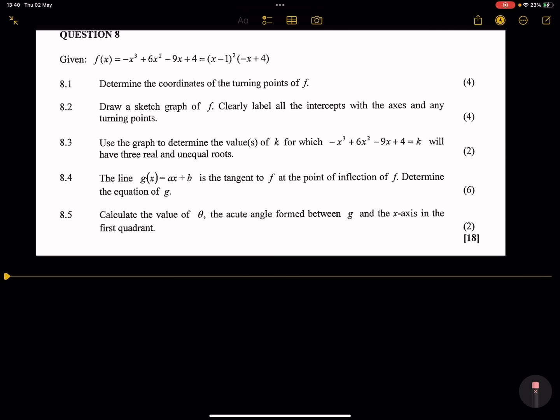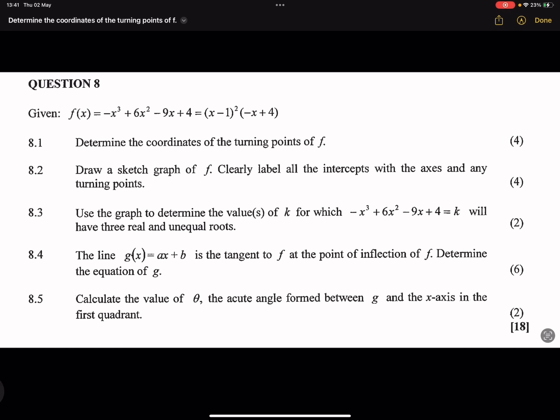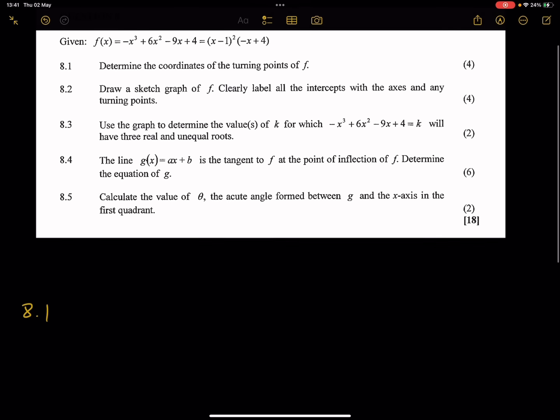So for 8.1, they say we've got f of x, which is minus x cubed plus 6x squared minus 9x plus 4. And they've taken the liberty to find the factors for us. And they say determine the coordinates of the turning points. Well, I can already tell you that one of the turning points will be at x is equal to 1. Remember that when we've got a point repeating like that, then it's not just an x-intercept, but it's also a turning point, right? Okay, so let's find the other values.